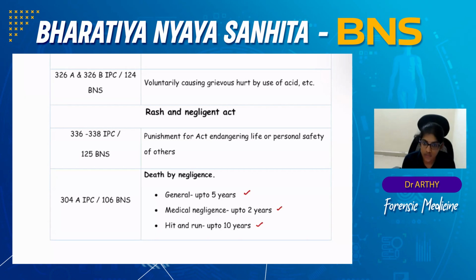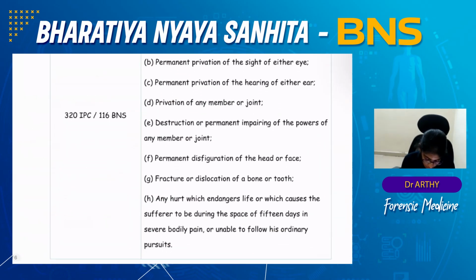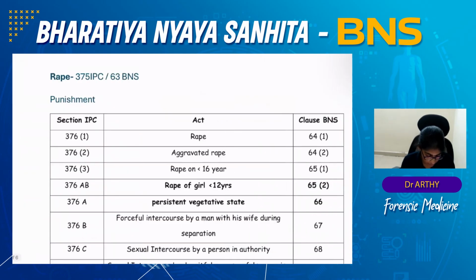Okay. So this is one change that they have brought in, and as I said, the other change that they have brought in was 15 days in grievous hurt. Okay. Next, rape is 63 BNS. Rape is 63 BNS. They have brought it under.